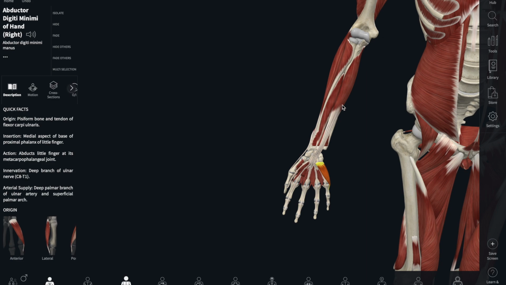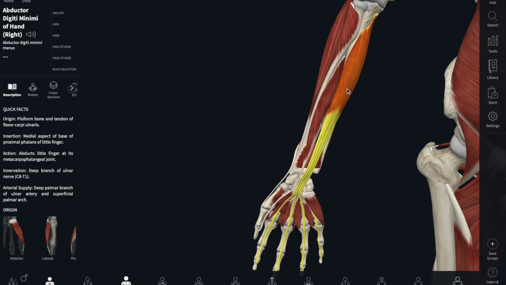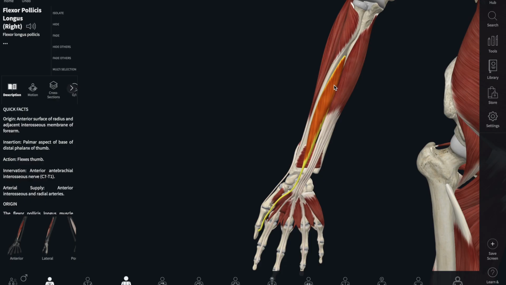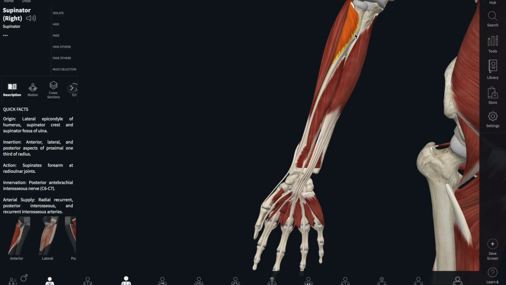In the anterior compartment, there are several muscles that are in the deeper layers of the forearm muscles. These include the flexor digitorum profundus, the flexor pollicis longus, and the extensor carpi radialis brevis. These muscles allow for strong finger flexion and thumb flexion, as well as forearm pronation.